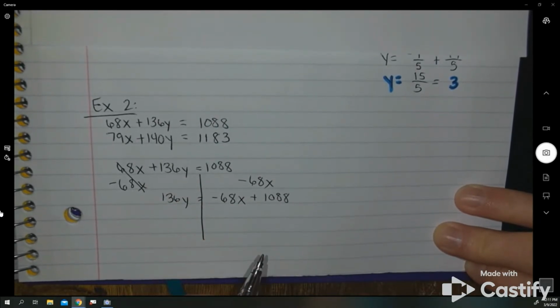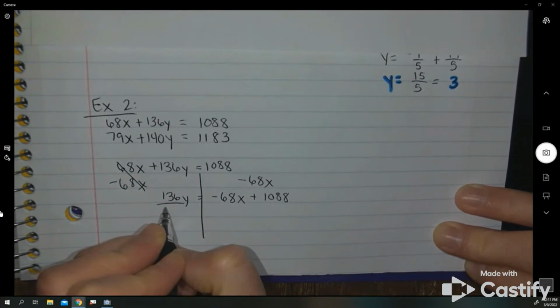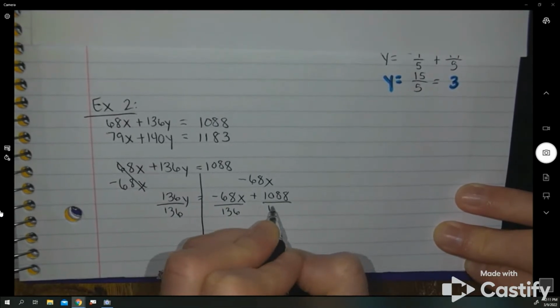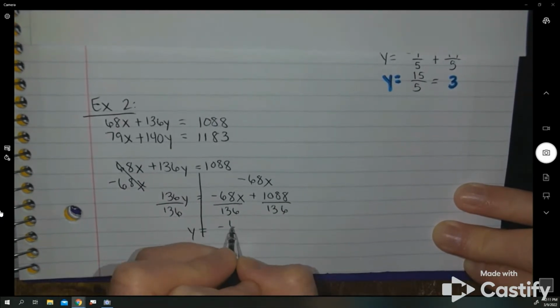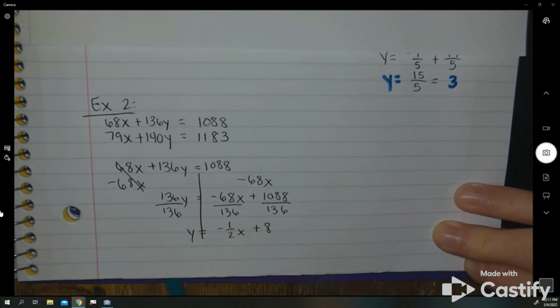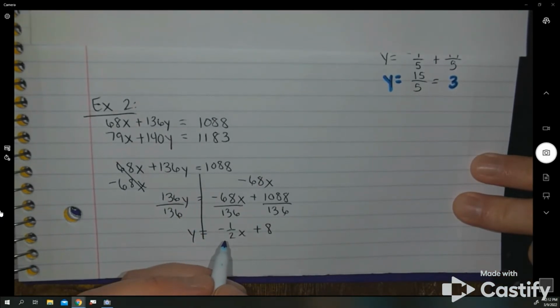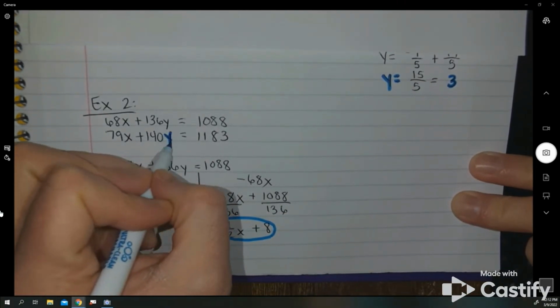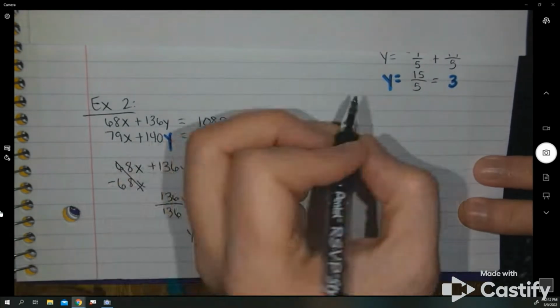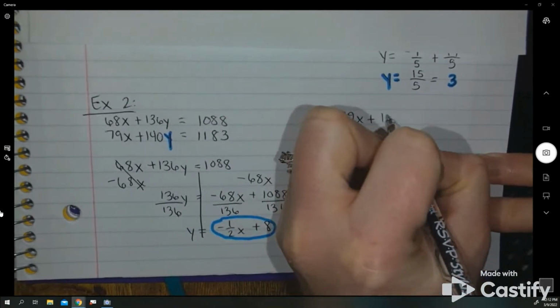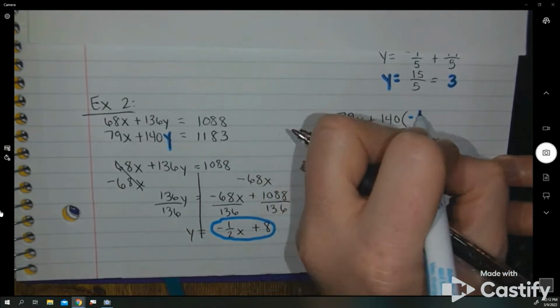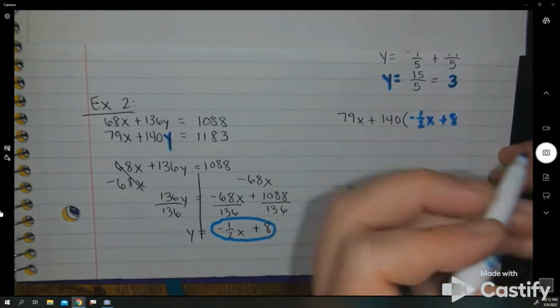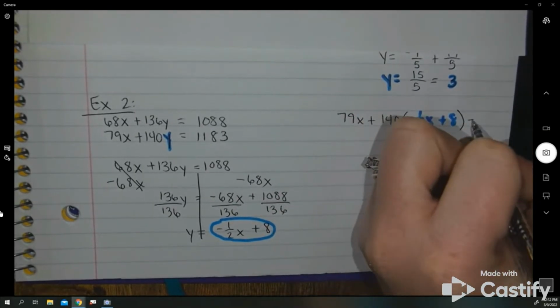Remember, I don't put them together because they're not like terms. That's why I put this one off to the side. I'm going to divide each term by 136. That leaves me with y equals -1/2 x plus 8. So now, everything here gets plugged in for y in my second equation. So I have 79x plus 140 times (-1/2 x plus 8). And this is equal to 1183.